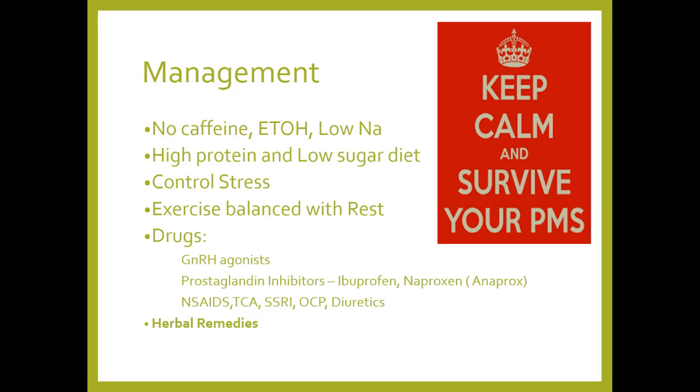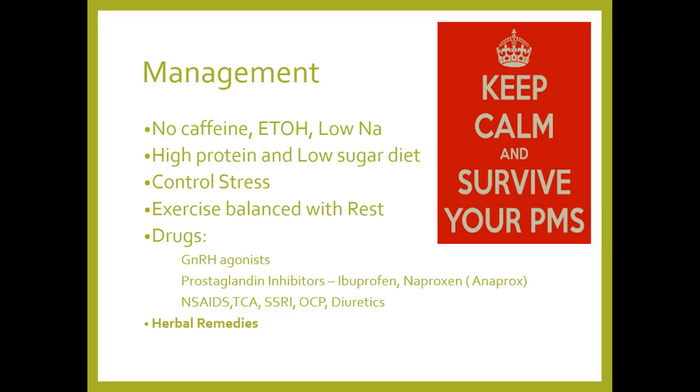Exercising with balanced rest helps pretty much everything. There are some different types of drugs that will help manage PMS. Lupron, Eligard, and Zoladex are all examples of GnRH agonists.